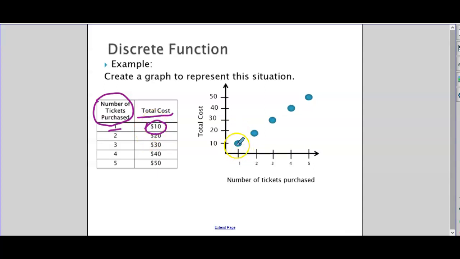So a discrete function represents this situation because we had a set number of tickets purchased, and then just one set value. There's nothing in between. It's not continuous. If there's one ticket purchased, we're at 10, 2 tickets 20, 3 tickets 30, 4 tickets 40 and 5 tickets 50. So that's a discrete function because there is no in between. There's nothing connected here, and that's why there's no line between those points.